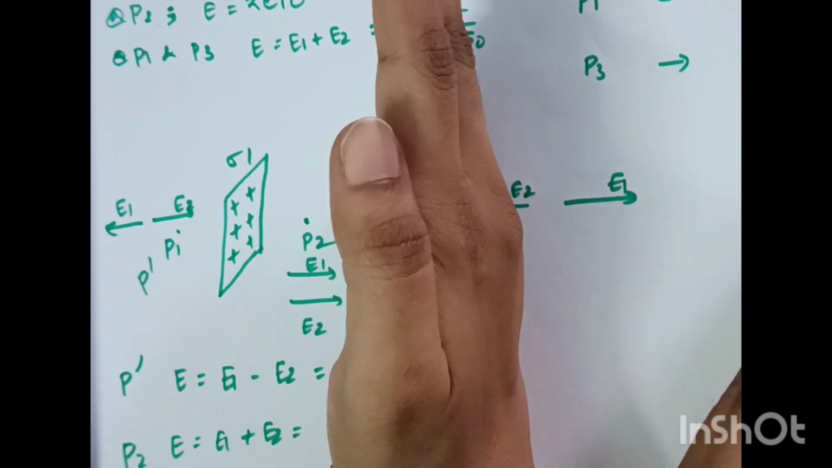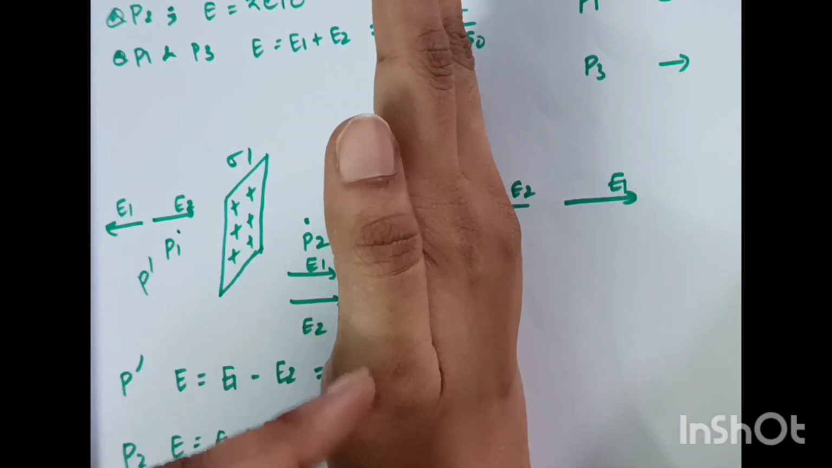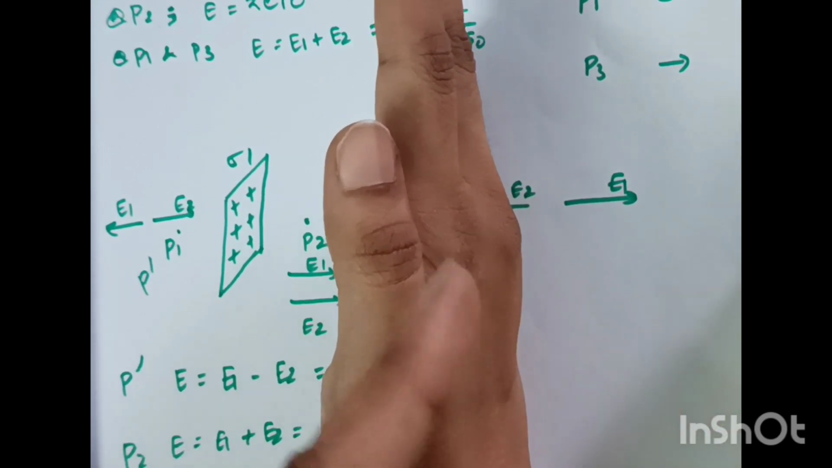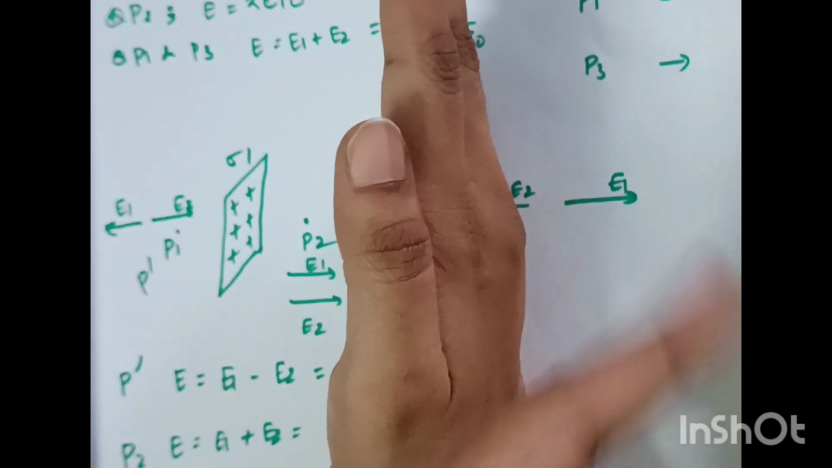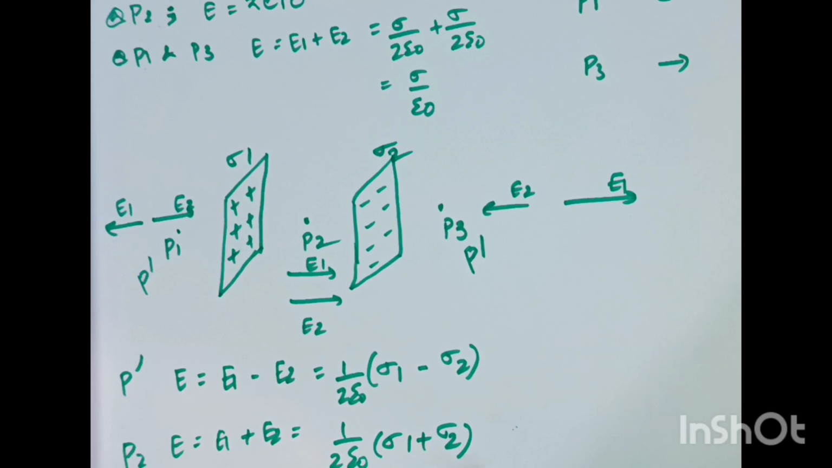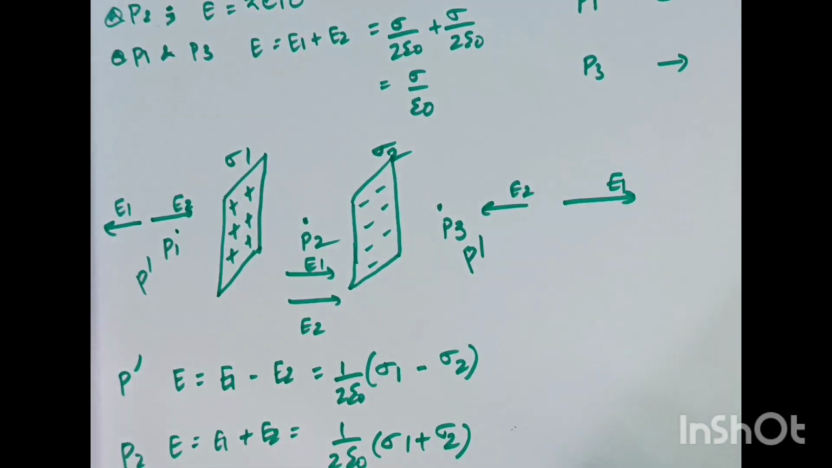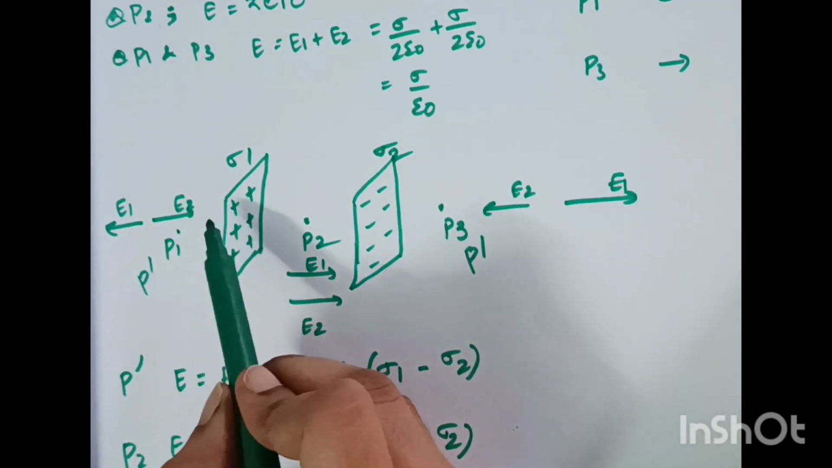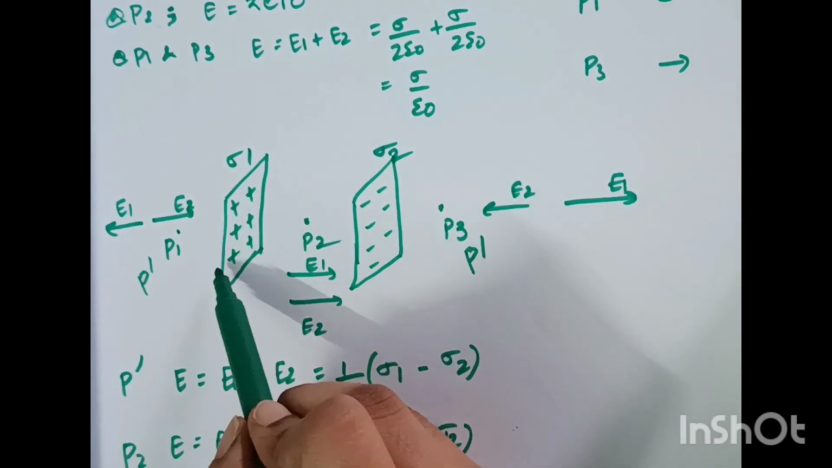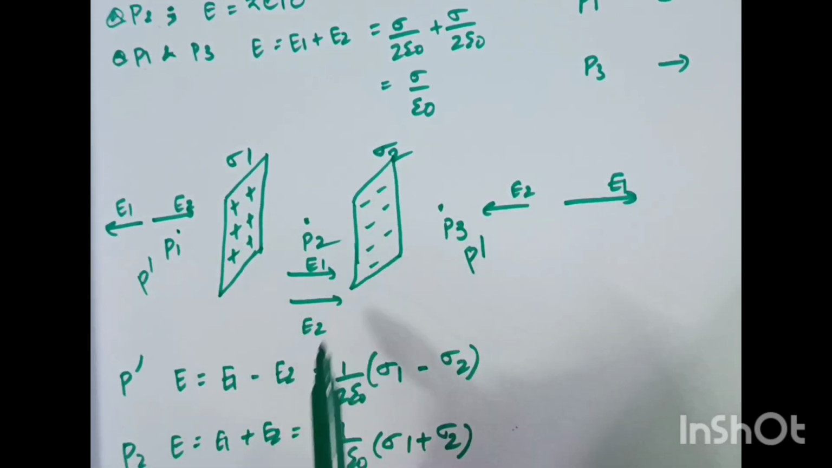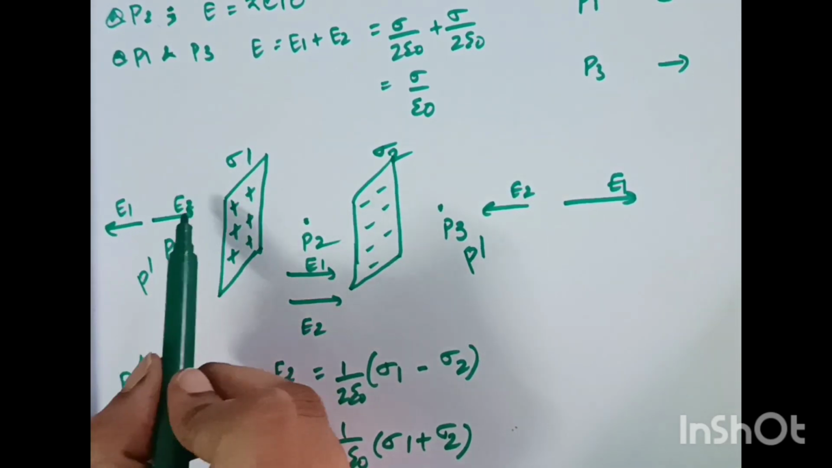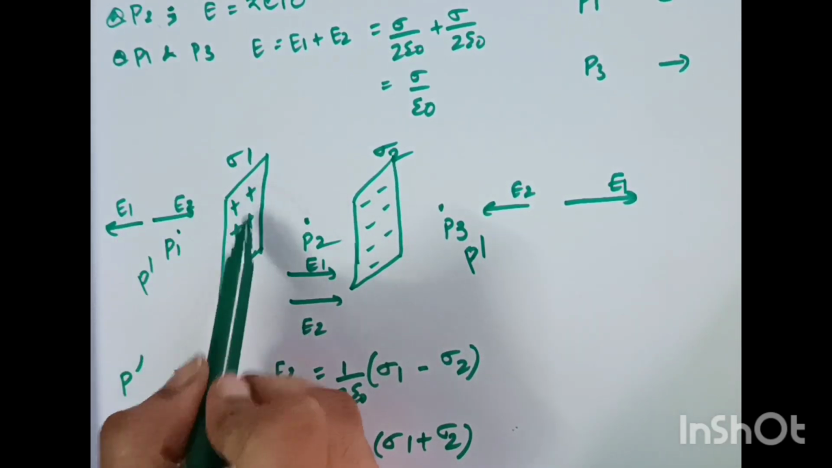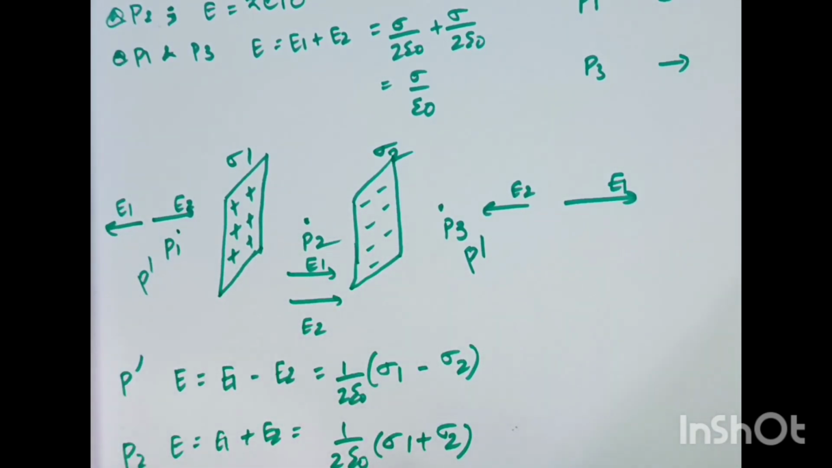If you take the right side of the negative sheet, then the electric field lines will be towards it, towards the negatively charged sheet, that is towards the left. So that is the direction of the electric field. Now, if we take point P1, this is a positive charged sheet and this is a negative charged sheet. Because of sigma 1, what will be the direction of the electric field? That is away from the charges, so E1 is directed towards the left side.